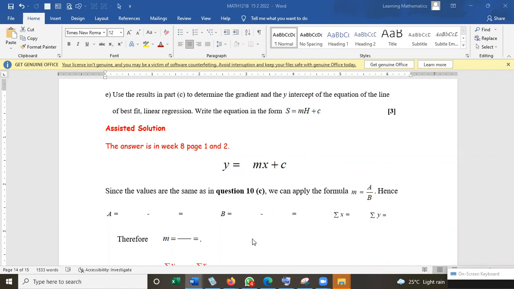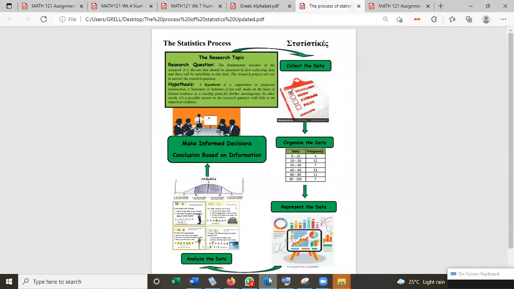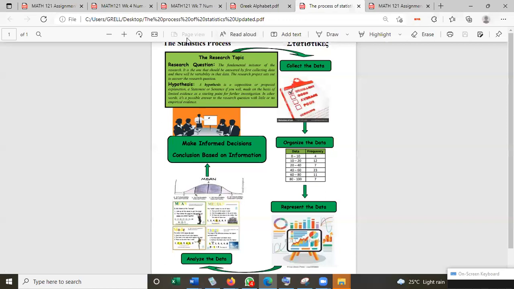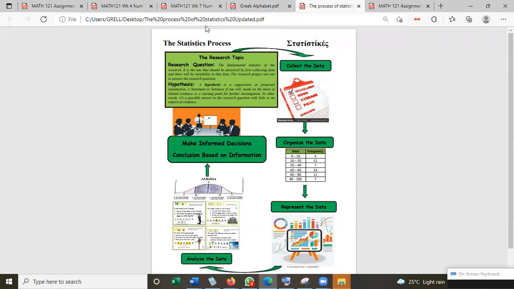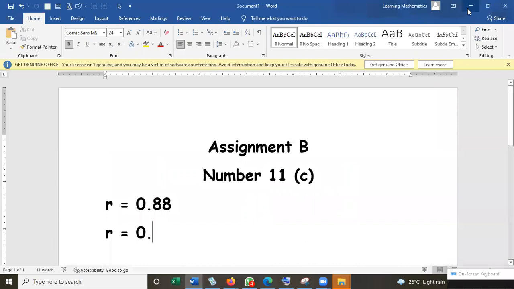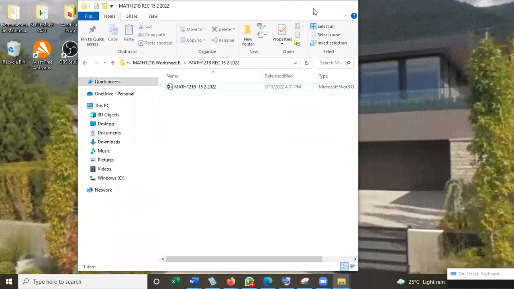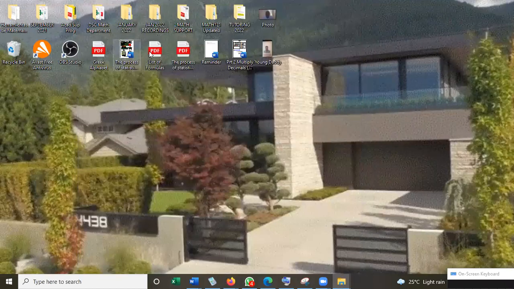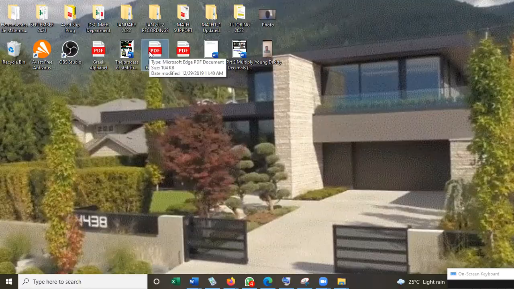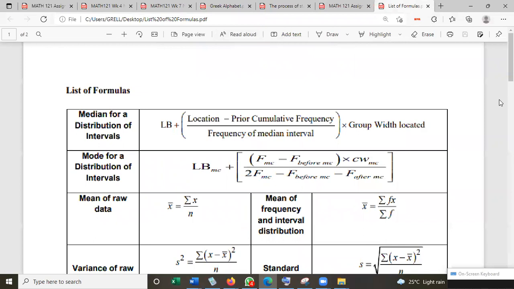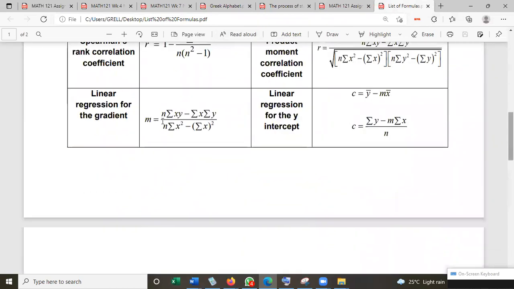How to calculate M? We go to the list of formulas. Remember we said we're going to use all the formulas in that list. Where is the list? It's not there. Let's activate it. List of formulas. Here it is. So in the list of formulas now, we're going to look for the formula for M. Here it is. M is equal to.